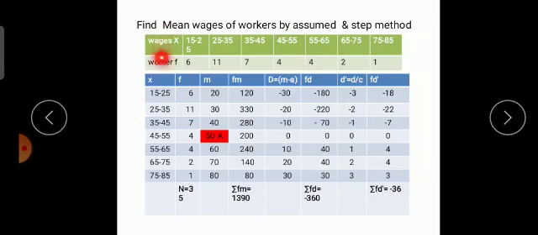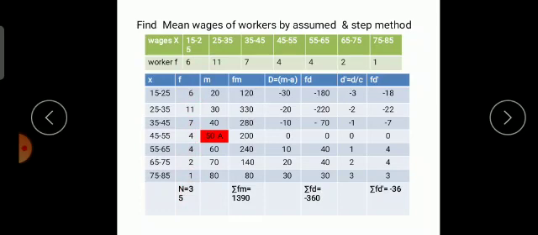Now here the wages, or x values, are given as class intervals: 15 to 25, 25 to 35, 35 to 45, and so on up to 75 to 85. Then the f values are given here as 6, 11, 7, 9, 4, 2, 1. When you find the total of the frequency, you get the n value as 35.